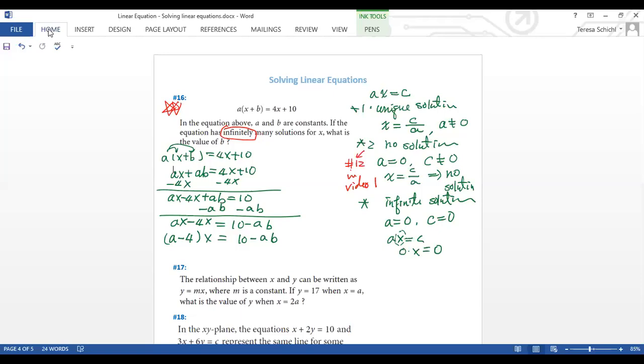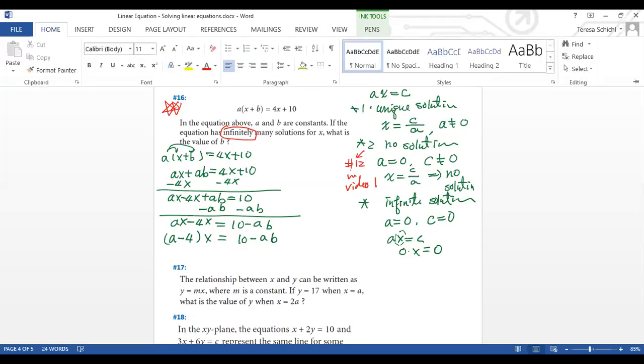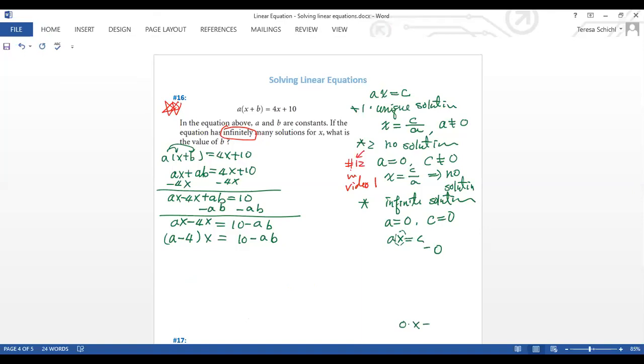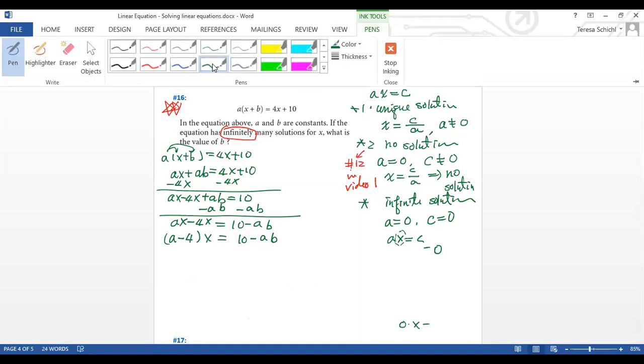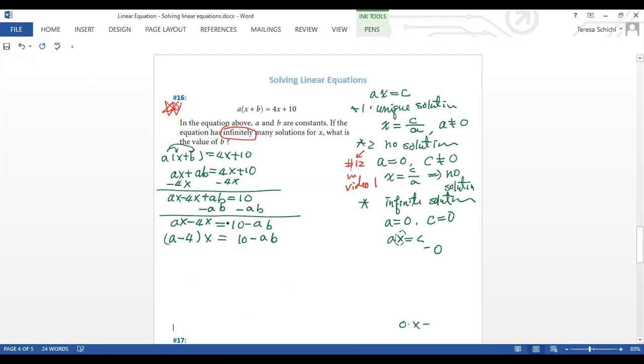I need to give a little bit more space here. Now you divide by A minus 4. So X is equal to what? X equal to 10 minus AB over A minus 4 here, right? So A minus 4.